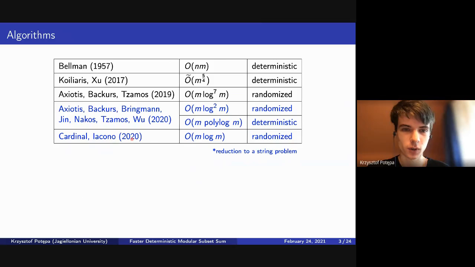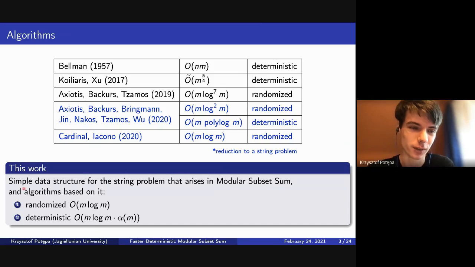Okay. So the difference between these three algorithms is that they just use different data structures to solve the problem. What we're going to do is develop a simple data structure for this string problem, and then provide two algorithms based on it. The first one is randomized, m log m, so its complexity is the same as the one of Cardinal and Diacono. And the second one is deterministic, and it works only slightly slower than the randomized one, by a factor of inverse Ackermann.